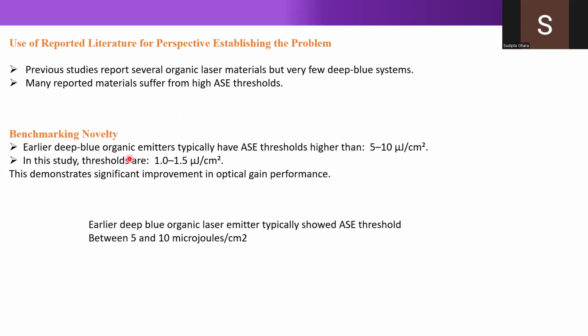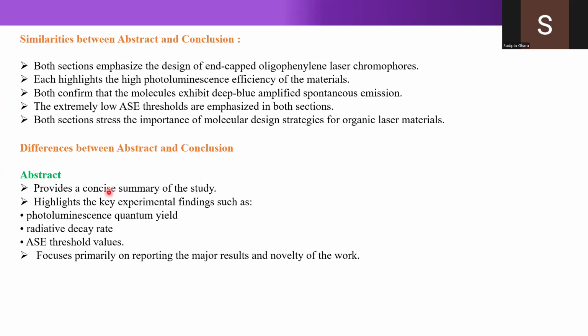So the benchmark novelty of this paper is that they got the threshold of 1.0 to 1.5 microjoule per square centimeter. But earlier deep blue organic emitters typically have an ASE threshold higher than 5 to 10 microjoule per square centimeter. This is the key benchmark novelty.